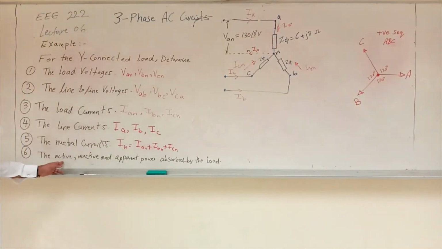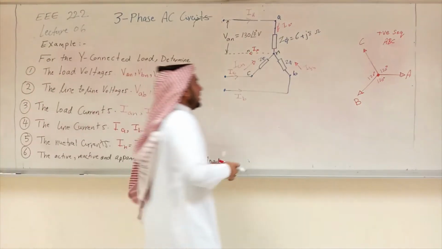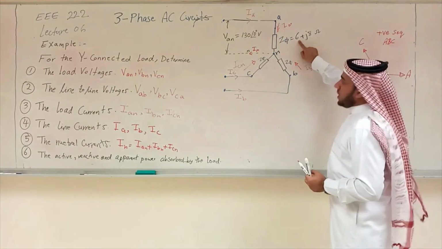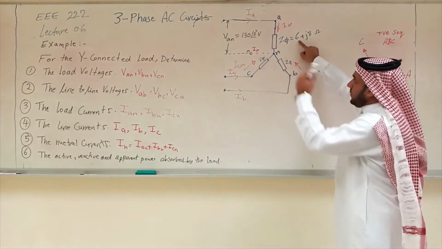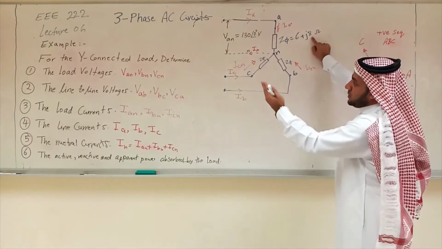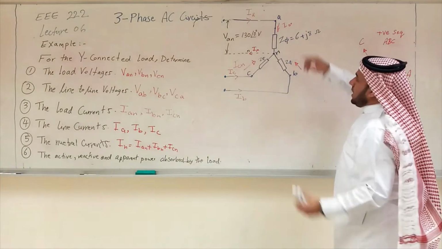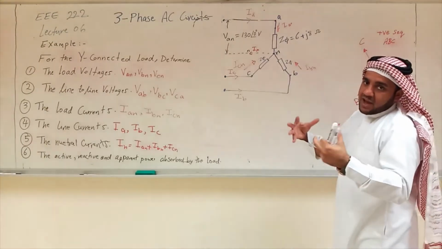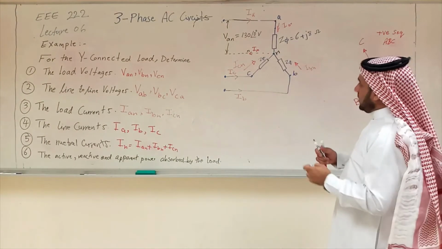And finally, the active, reactive, and apparent power absorbed by the load. Here the load is a resistive part with an inductive part, which means the resistive part will absorb real power from the source. The inductive part will store reactive power from the source, and when you add active to reactive power, the result is apparent power. So let's solve these examples.